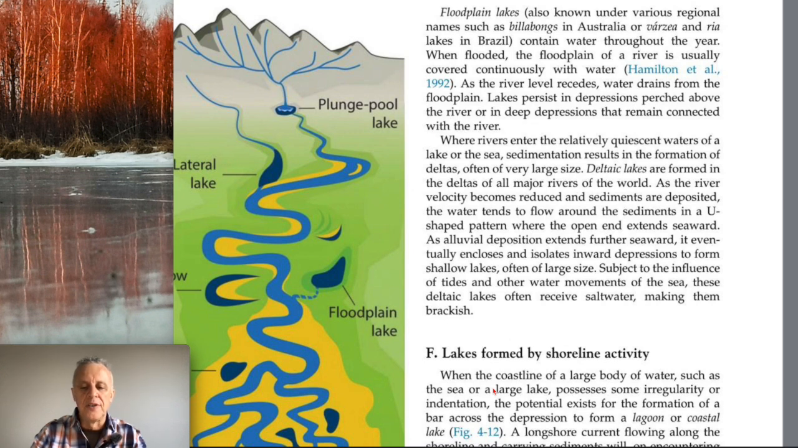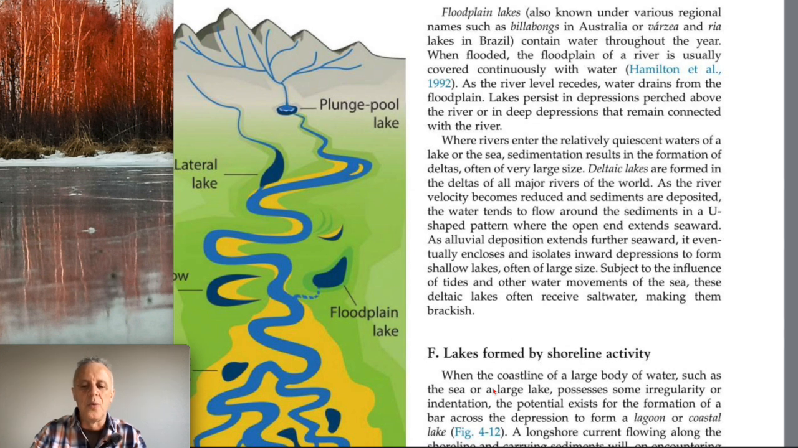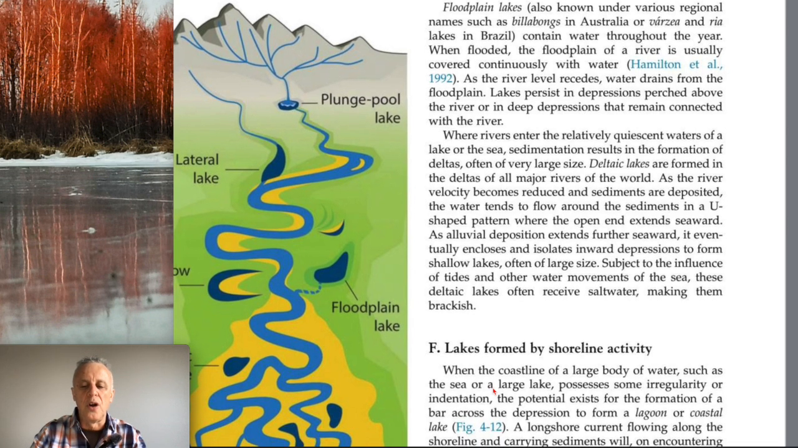As the river velocity becomes reduced and sediments are deposited, the water tends to float around the sediments in a U-shaped pattern where they open and extend up seawards. As alluvial deposition extends further seawards, it eventually encloses and isolates inward depressions to form shallow lakes, often of large size. Subject to the influence of tides and other water movements of the sea, these deltaic lakes often receive salt water, making them brackish.